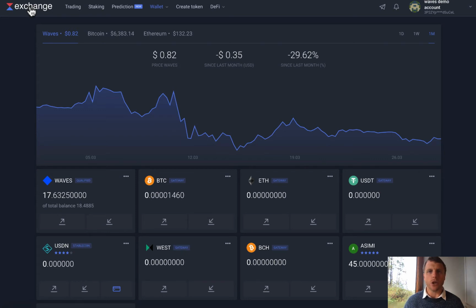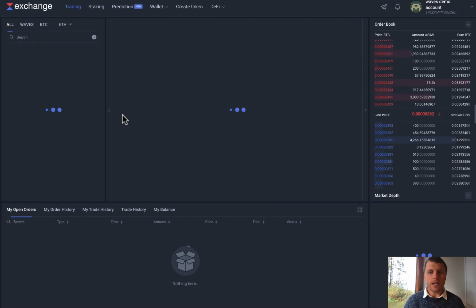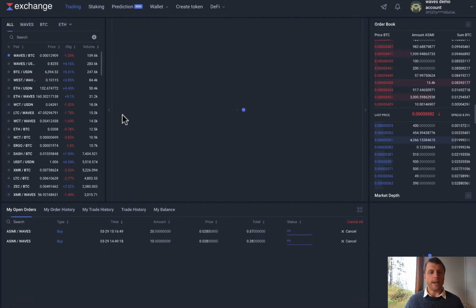In this video we'll go over the trading platform in the Waves decentralized exchange, looking at the different elements and what they mean. If you're completely new to trading on a DEX, a decentralized exchange, this will give you an understanding of what certain things do and how you can navigate it. The first step is to come up to Trading on the top left, and then the page will load, and there's some different information on this page.